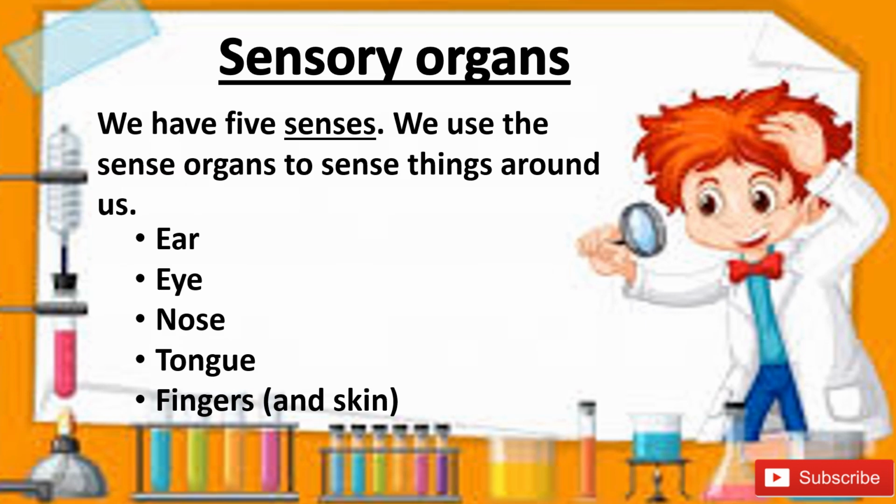Now it's time to learn about our sensory organs, boys and girls. So we have 5 senses. How many senses? 5 senses. And they are used to sense the things going around us. And our sensory organs are also 5.